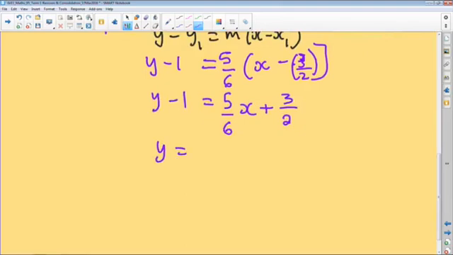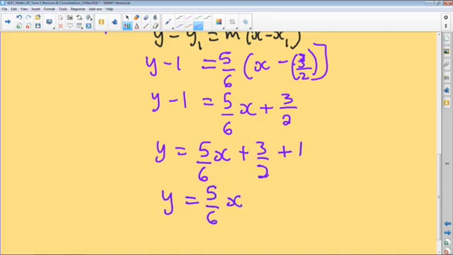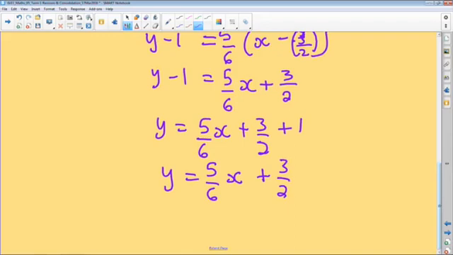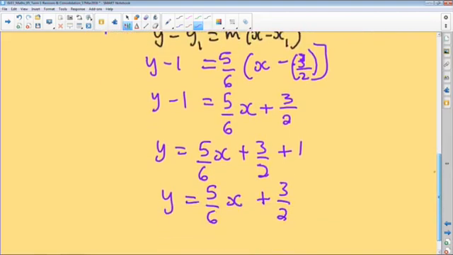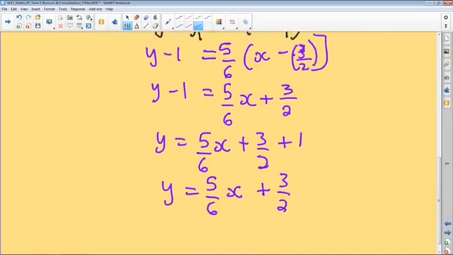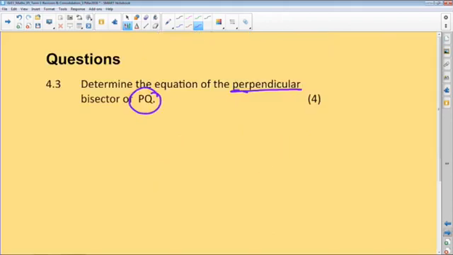Now remember, you have to write your equation in standard form. So you've got 5 over 6x plus 3 over 2 plus 1, which gives us y equals 5 over 6x plus, that's 3 over 2. You can help me with my calculation there, but that's the way you go about your equation of a line. So y equals mx plus c is the standard form of your equation. All right.